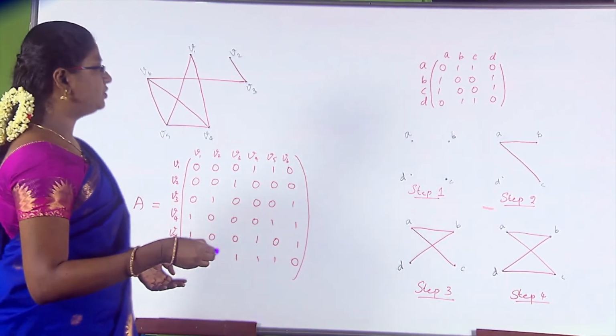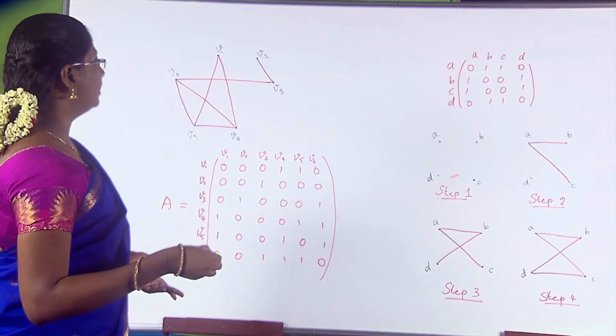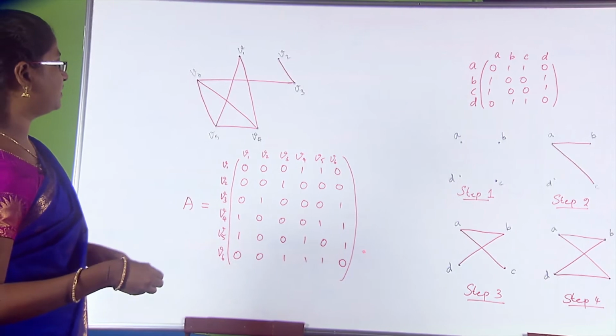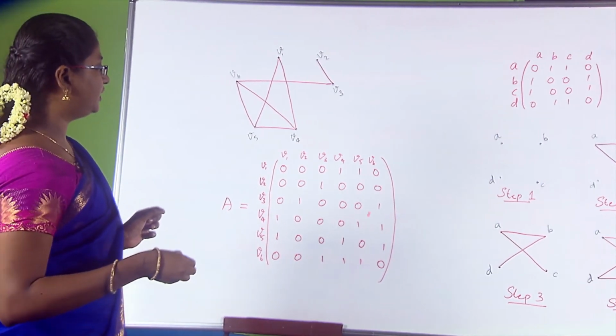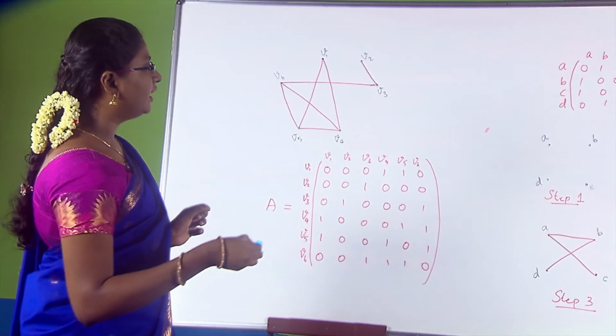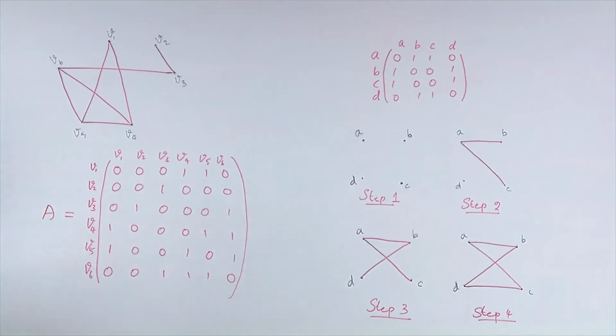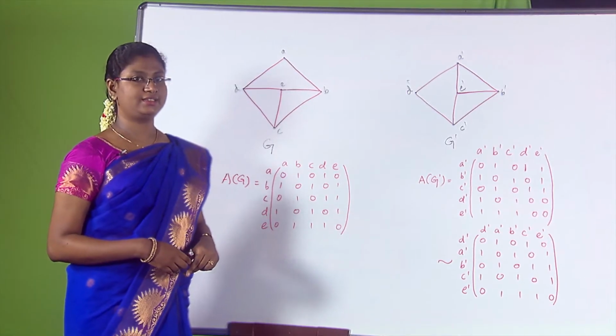Okay, so these two examples tell us we can always associate a graph with its algebraic structure. That is, we converted a graph in terms of an adjacency matrix, and vice versa also. If an adjacency matrix is given, we can find its related graph. Now, we shall see the next example.